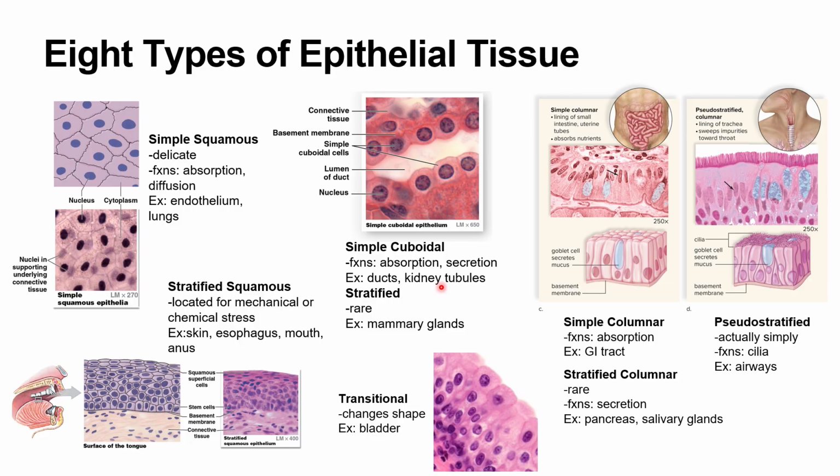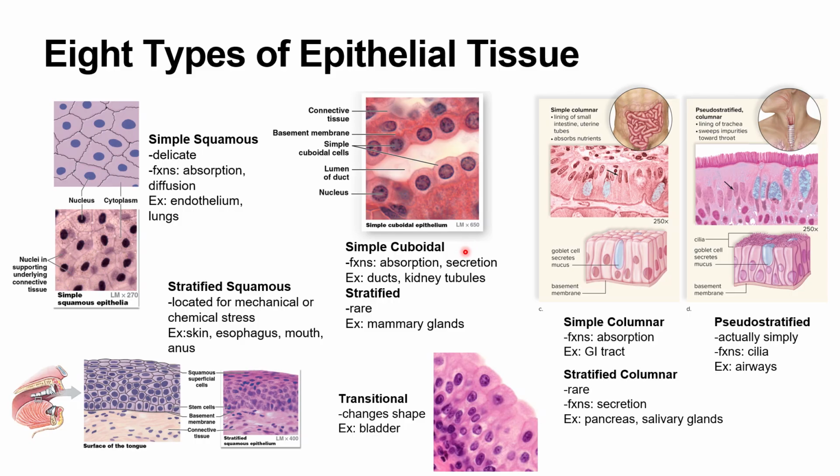And then, of course, again, with the absorption, like we would see through the kidney tubules, as well as the different types of absorption that we'll see in the small intestines, that's also going to be another area where we'll find our simple cuboidal epithelial tissue.